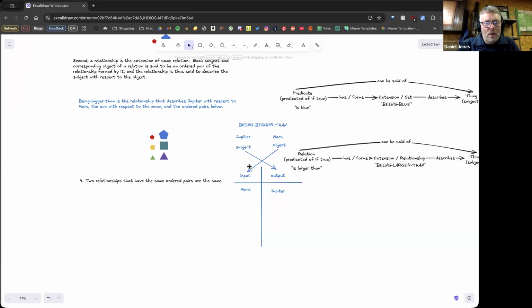Jupiter is bigger, so that's the output. Bigger than what? Mars. Mars is the input. You plug in Mars, out comes Jupiter. Yeah, it's a quirk. This swap happens. That was the quirk of the swap I was thinking of. Yeah, there you go. Go ahead, Kathy.